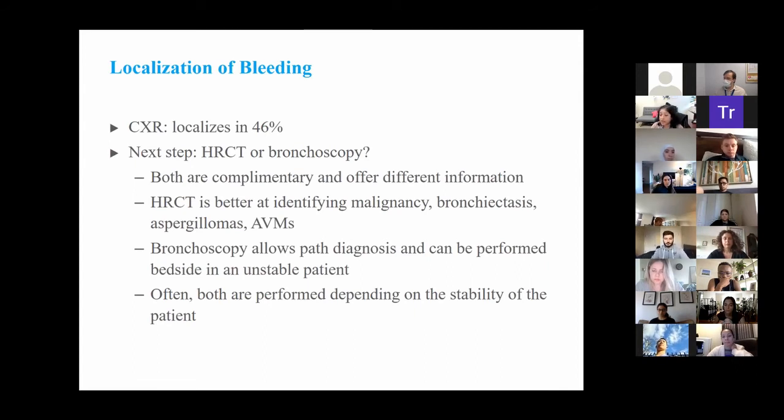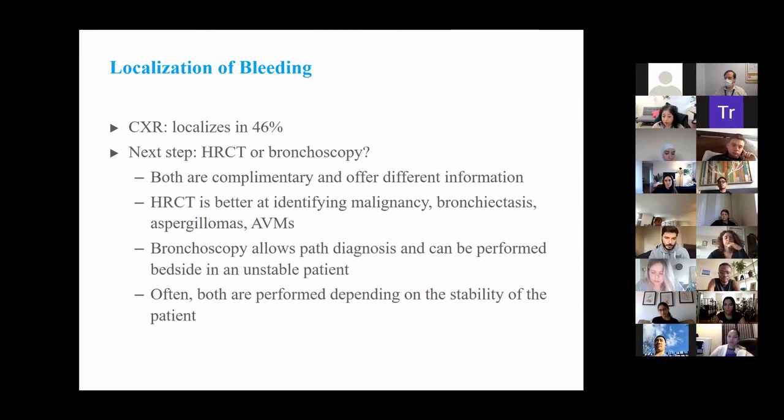Question is about a CTA or high-res CT. That's a great question. So the high-res CT can be with or without contrast. So it is important to get that for malignancy, bronchiectasis in particular. A regular CT will identify aspergillomas. If something like AVMs is on your differential versus the PE, then it's really a CTA, because you have to time it for what you're looking for.